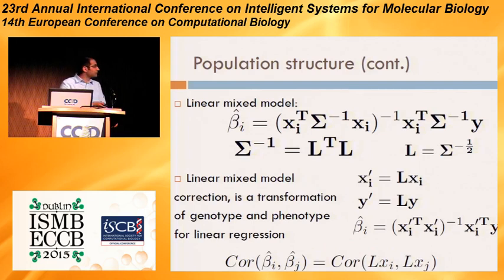Now, if you look closely, if you break the sigma inverse into a matrix multiplied by its transpose, you can actually see that the linear mixed model can be seen as a linear regression when you transform your genotype and the phenotype using this matrix L. So the correlation between effect sizes can be computed as the correlation between only the transformed genotypes now.